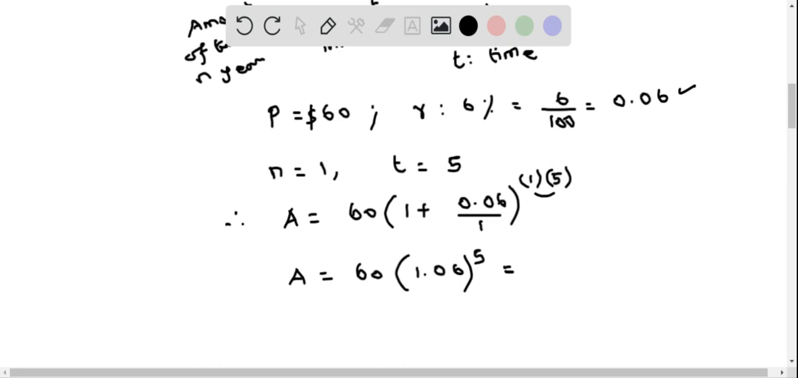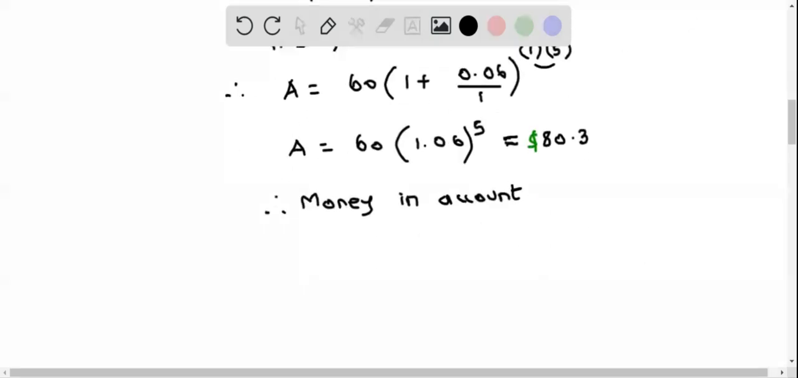And when we do that, we approximately get 80.3. This is rounded to one decimal place, and this is in dollars. So therefore, we say that the money in the account after 5 years equals $80.3.